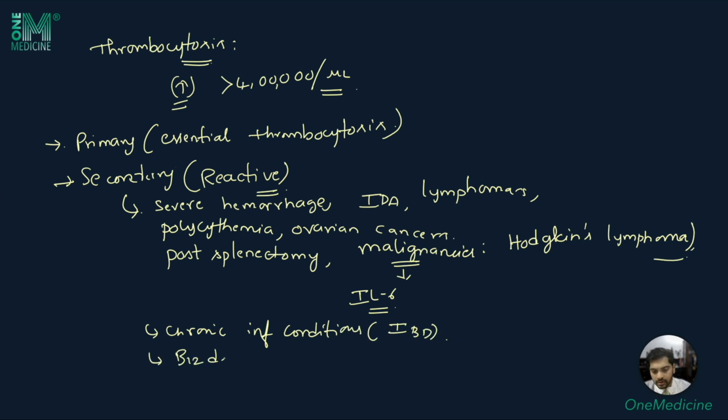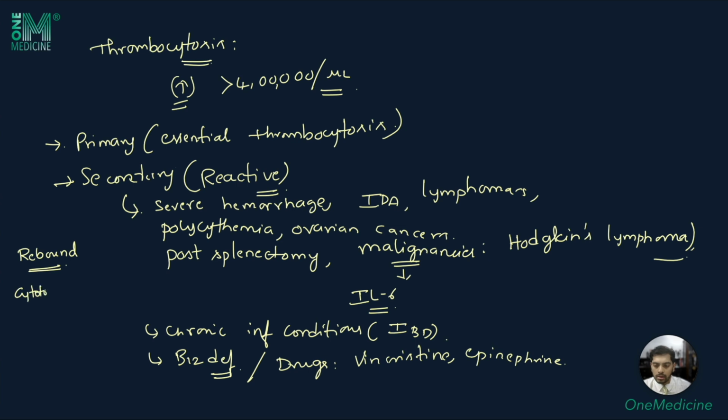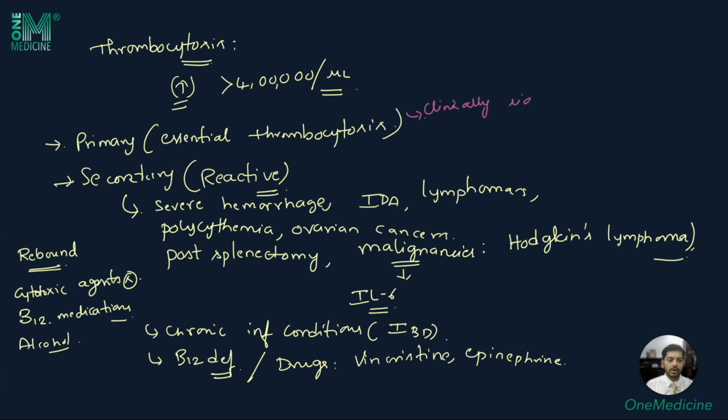Sometimes even vitamin B12 deficiency can cause thrombocytosis, or drugs which can cause thrombocytosis include vincristine, epinephrine. There is something called rebound thrombocytosis, which can happen as the cytotoxic agents are removed, or after replenishing with vitamin B12 medications or injections, or even after stoppage of alcohol. For primary thrombocytosis to become clinically significant, a platelet count should reach more than 1.5 million per microliter, whereas the secondary thrombocytosis does not cause any significant clinical effects.